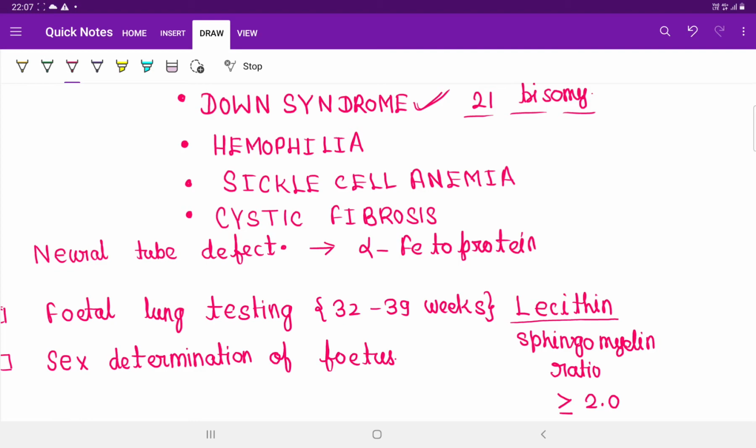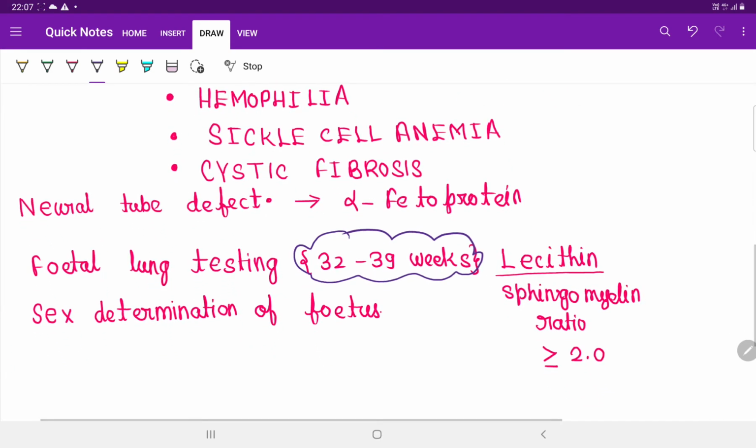If you have to see the maturation of the lungs of the fetus, then you have to bring out the amniotic fluid between the 32nd and 39th week. If the fetus has normal maturation of the lung, then in that amniotic fluid the ratio of lecithin to sphingomyelin will be more than 2.0.